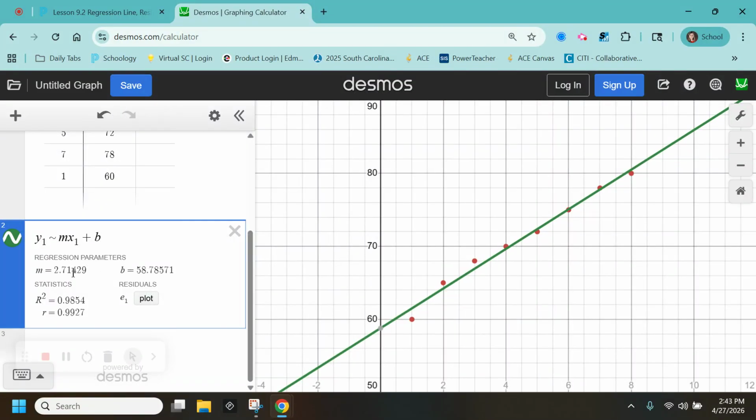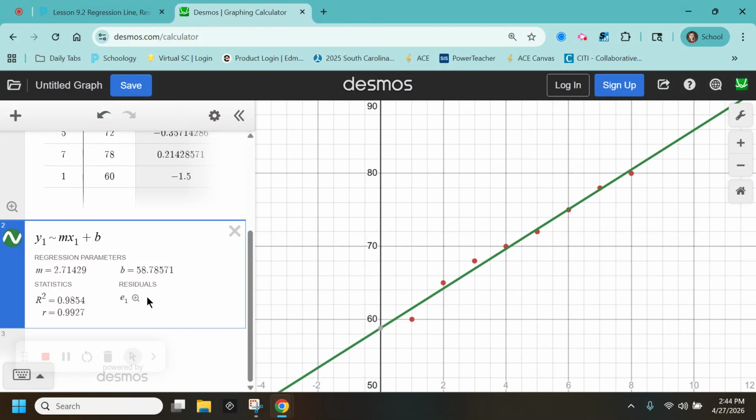So from the previous example, we saw that our slope was 2.7 and our y-intercept was about 59. And so our line of best fit was y equals 2.7x plus 59. Now, if you look, you have this piece here that says residuals. And you can go ahead and hit plot.